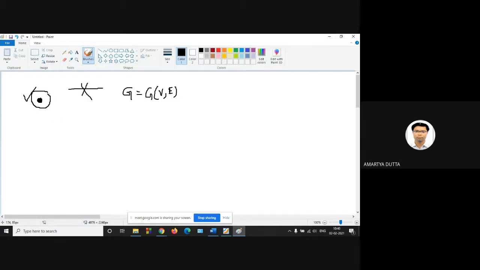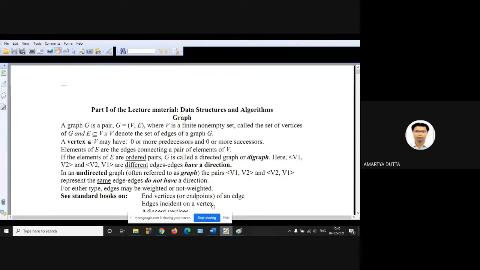It is a null graph. No edges are there. But this particular diagram is not a graph because there will be no connection between the vertices and the edges. Only the edge is represented, but there will be no vertices. That's why this is not a graph.